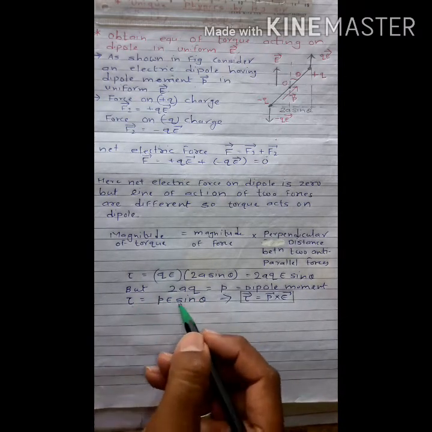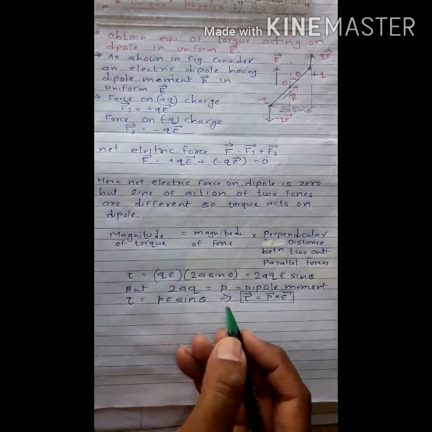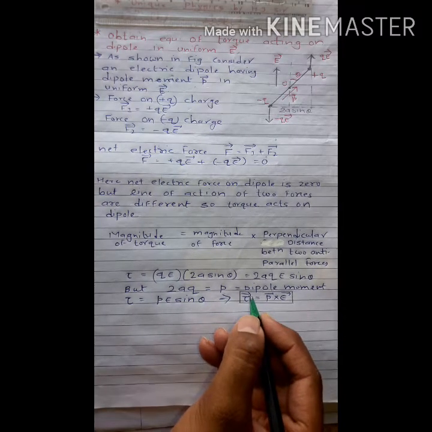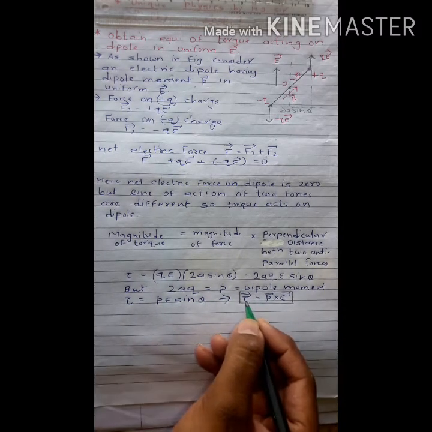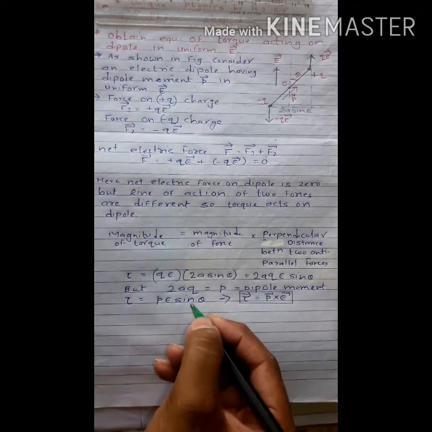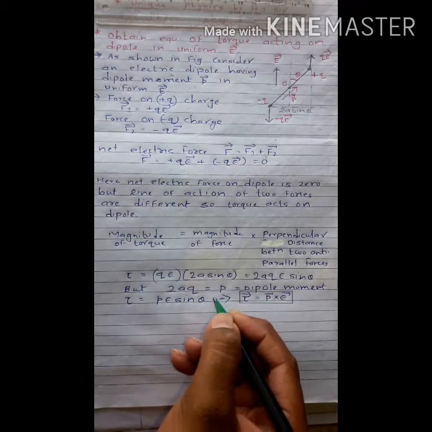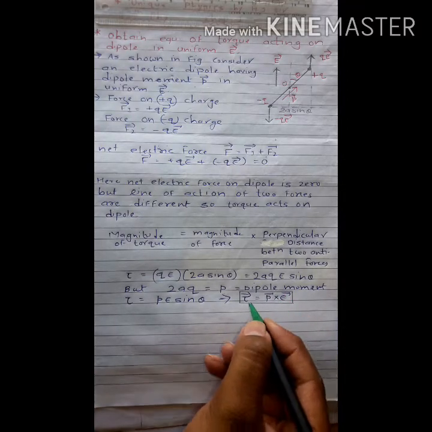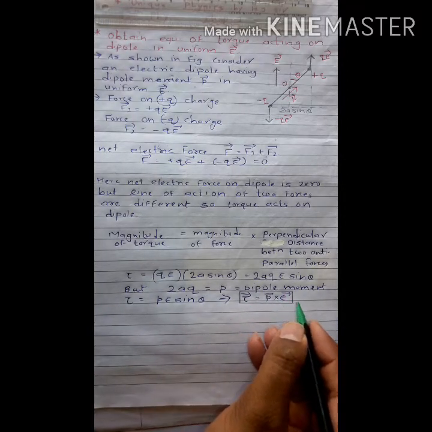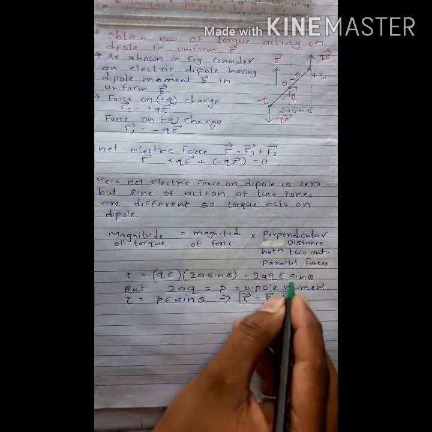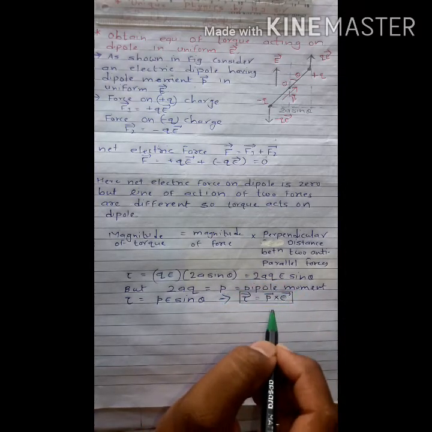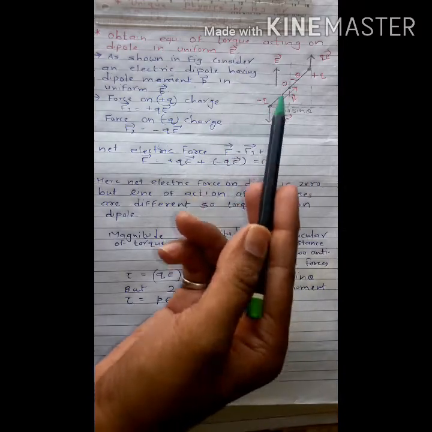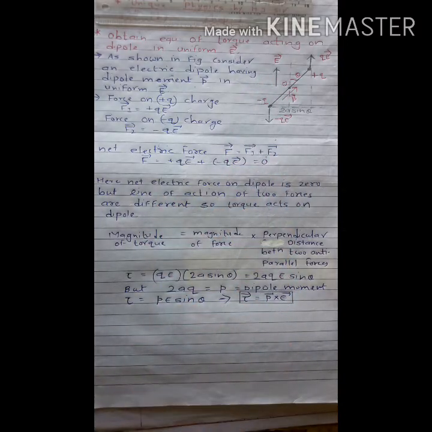This is our scalar form. Here we consider only magnitude. Suppose we want its vector form. So torque vector tau is equal to vector P. Here we have the sine function. If we remove the sine function, we use the cross product, the vector product. So vector tau is equal to vector P cross vector E. So this is our equation of torque acting on a dipole when a dipole is placed in a uniform electric field.